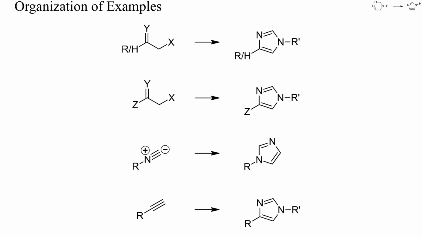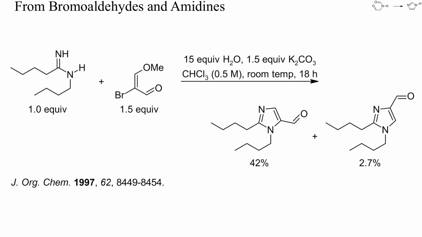I'll show you now examples of the most practical imidazole preparations. I'll start with haloketones, aldehydes, and related electrophiles as starting materials, followed by amino acids, isonitriles, and then alkynes. Most alpha-bromoaldehydes are unstable and difficult to handle.